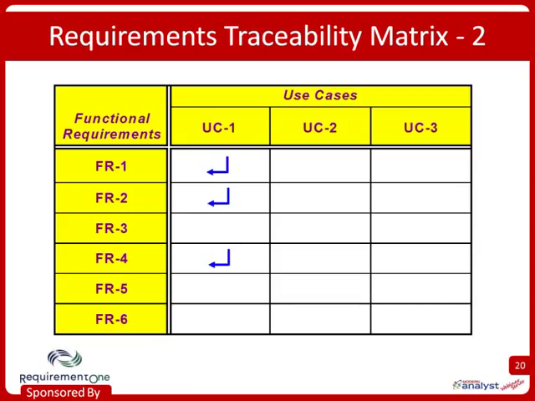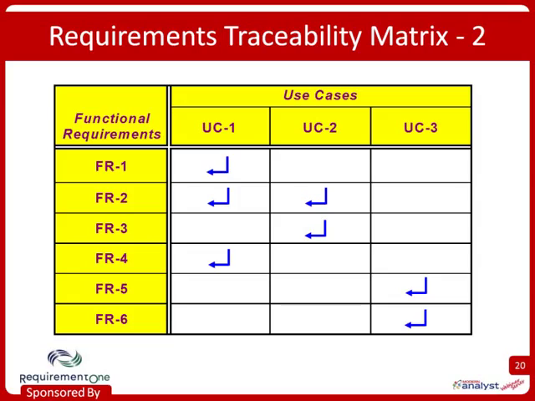And you might see a notation like this, a little arrow that indicates that use case number 1 traces down into functional requirements 1, 2, and 4. Use case number 2 traces also into functional requirement number 2, that's reused, as well as FR3. And use case number 3 then traces into functional requirements 5 and 6. So here we can see a map of those logical connections.